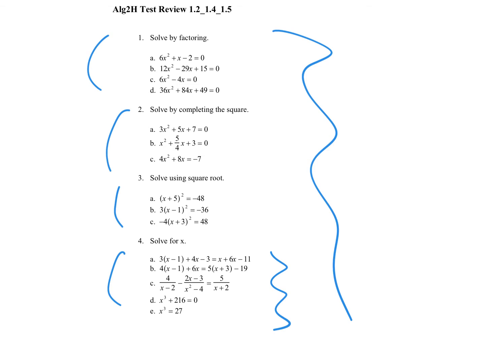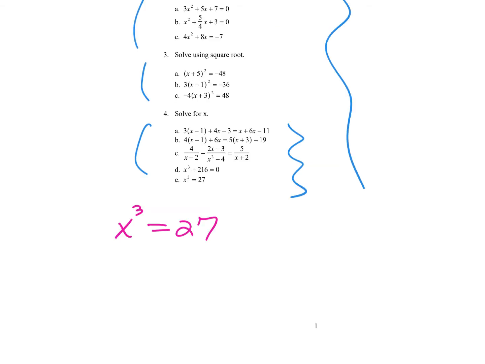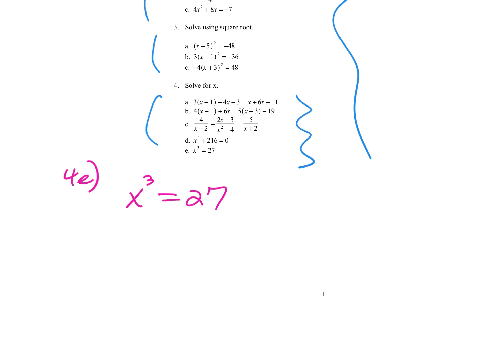All right, anybody need to see any of these worked out or any web assigns? So this is 4E. So again, I need to move the 27 over. I need to have my equation equal to 0.